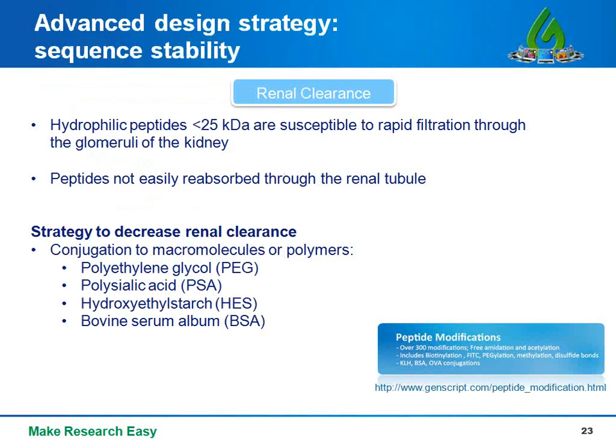As I mentioned before, GenScript can offer over 300 modifications, and along with unnatural amino acids, we also offer polymers and macromolecule conjugates like PEG and BSA.